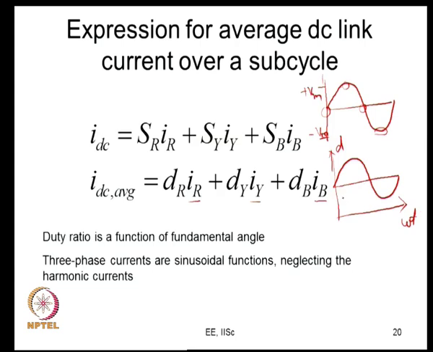So, you can see that the duty ratio can be expressed as a function of omega t, the fundamental angle. These are all expressed as functions of the fundamental angle. Therefore, you can have IDC average also in that form. So, mathematically we know that IDC average has been averaged over a subcycle. What are the actual differences? This IDC will have all of the switching frequency components. Some of the switching frequency components will be absent when you take IDC average, but it retains all the other components.